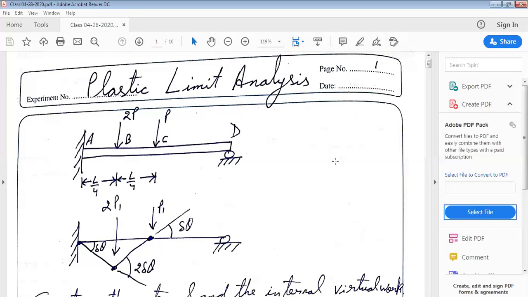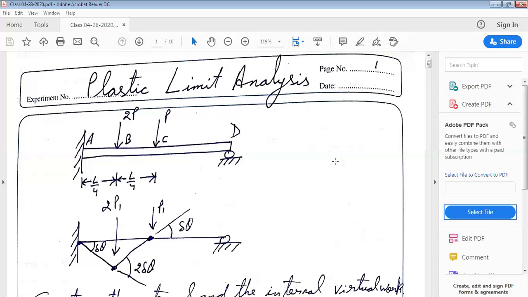So now let us try to understand plastic limit analysis by considering an example which is there in front of our screen. On our screen, we are seeing a beam which is fixed on the left end and simply supported on the right end. This beam is experiencing a load of 2P at distance L/4 from the left end and a load of capital P at distance L/2 from the left end. Let us try to solve this using the principle of virtual work.